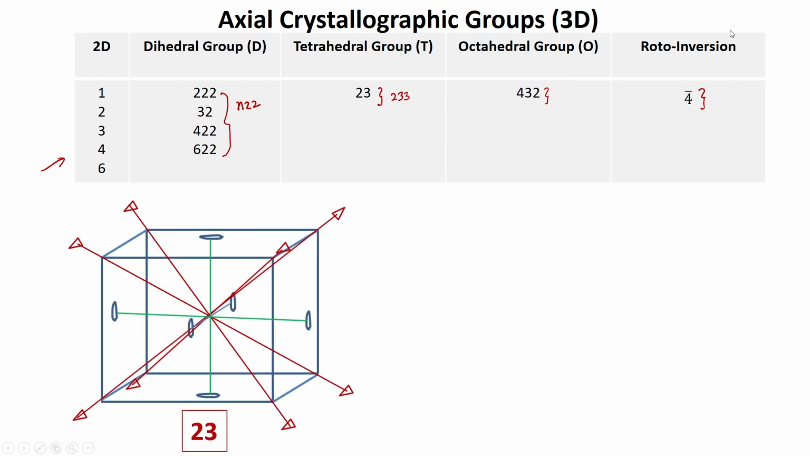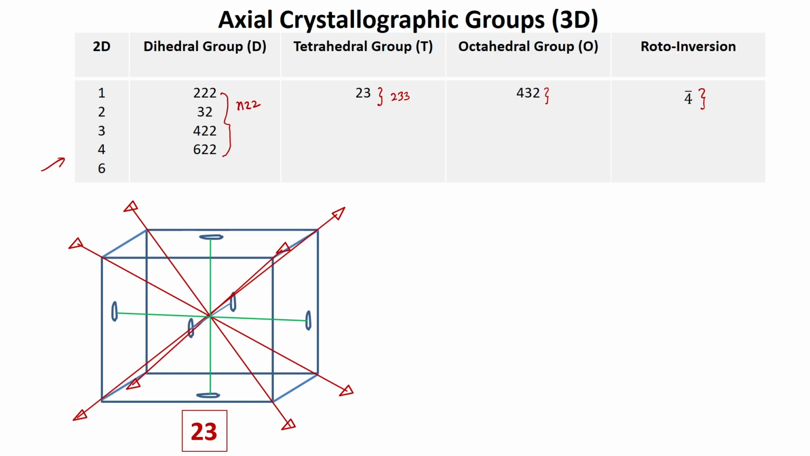Now, before I get into the addition part, let me look at some of the names that are there. Dihedral groups, whose symbol is D, are of the type N22, where N can be 2, 3, 4 or 6, while the other two-fold rotational axes are perpendicular to this primary rotational axis. These are called the dihedral groups.